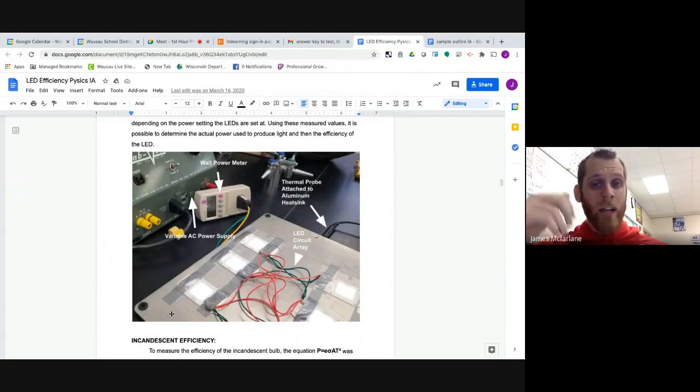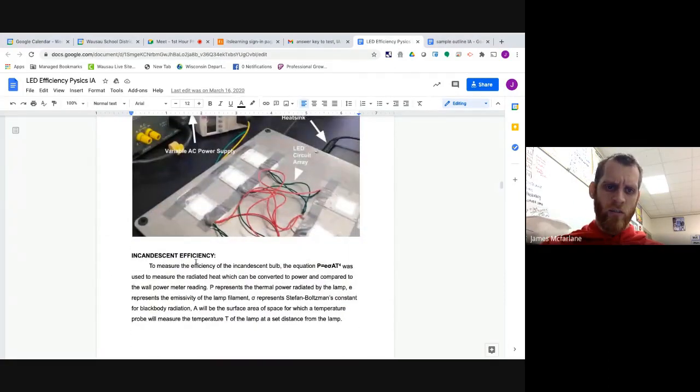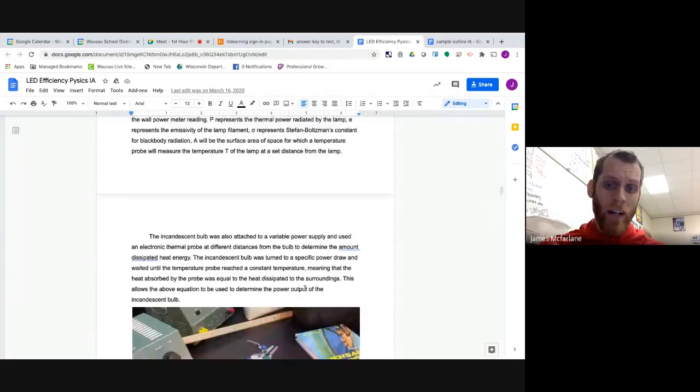And they also heated up the aluminum, because aluminum has a known specific heat capacity. So he used a little bit of specific heat to figure out how much energy was being given off as heat, and that would be the dissipated energy. So he walks through what he did. Here's efficiency, and incandescent efficiency. It's related to this equation here. Power is proportional to temperature to the fourth power. So he talked about black body radiation, basically.